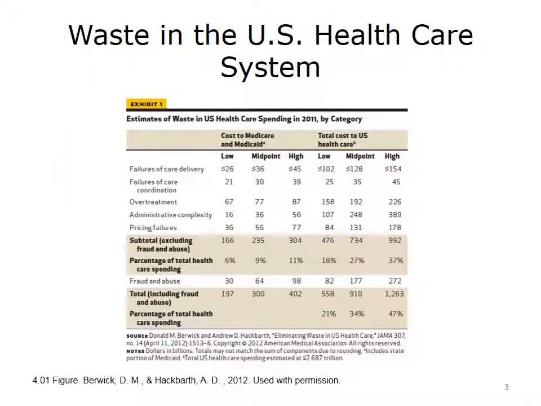This slide highlights the enormous amount of waste in the healthcare system and is taken from an article by Don Berwick in the April 2012 issue of JAMA. In the lower right corner of the slide, the estimates of waste from this study range from a low of 21% to a high of 47%, which is in line with other studies that have examined waste in the U.S. healthcare system. This waste generally falls into 3 sources: behavioral, clinical, and operational.